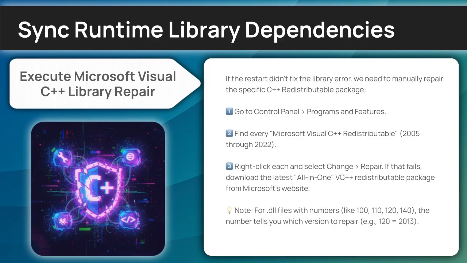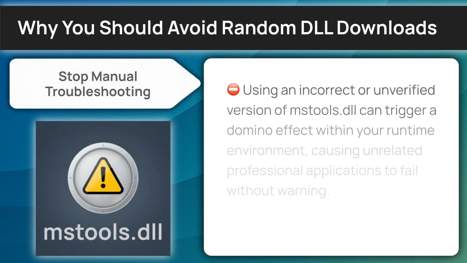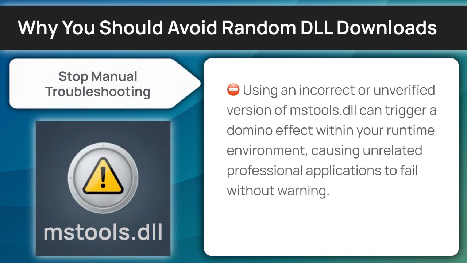Please note that for DLL files with numbers, the number tells you which version to repair. For example, 120 equals 2013. To avoid future system conflicts, there is one specific security trap we should discuss. Remember that Microsoft Tools Library DLL is part of a complex ecosystem. Changing it manually without updating its dependencies can lead to permanent errors.